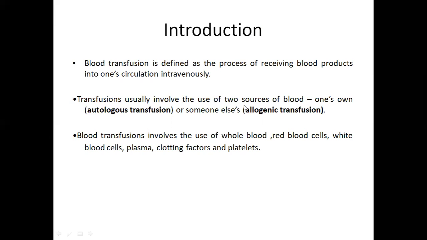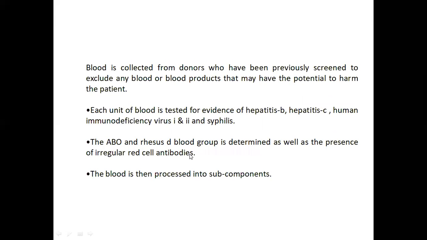Transfusion usually involves the use of two sources of blood. One is autologous, for one's own, or someone else's, that is allogenic transfusion. The blood transfusion involves the use of whole blood, red blood cells, white blood cells, plasma, clotting factors, and platelets. The blood is collected from the donors who have been previously screened to exclude any kind of blood disorder that may be harmful for the patient. And the blood is tested for hepatitis B, hepatitis C, HIV, and syphilis. The ABO rhesus D blood group is also determined, and then the blood is processed into subcomponents.